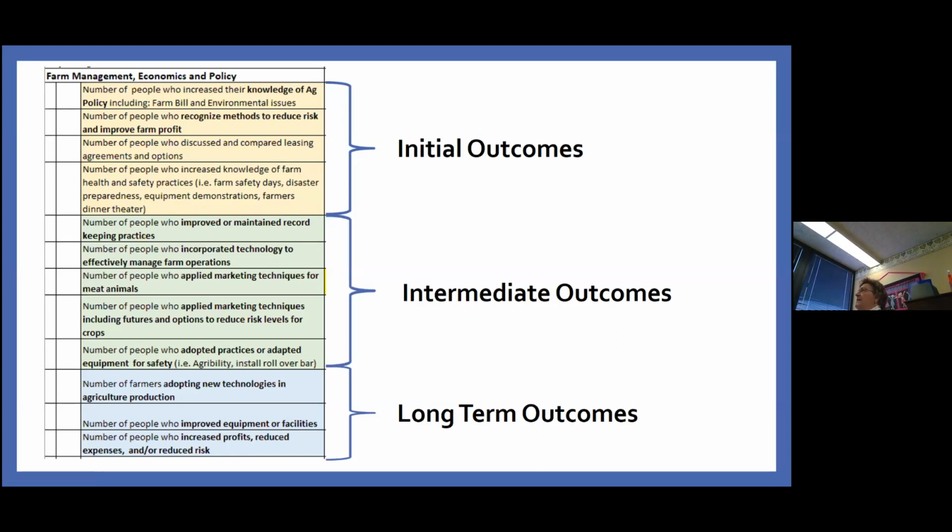One of the other comments I got was that we need general places to put things. Well, those yellow ones, those initial ones, are the real general ones for you to put information in. Basically, they're gaining knowledge on different parts of that topic. The intermediate ones are where they're actually doing a practice or a behavior, and then those in blue are the long-term outcomes for you.